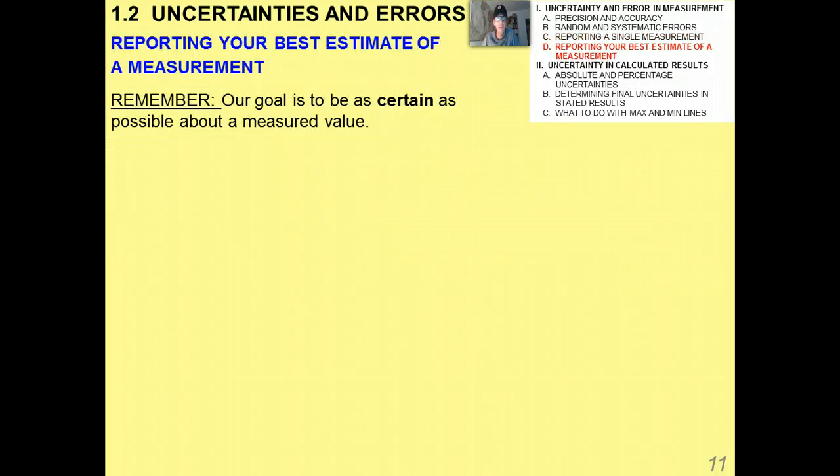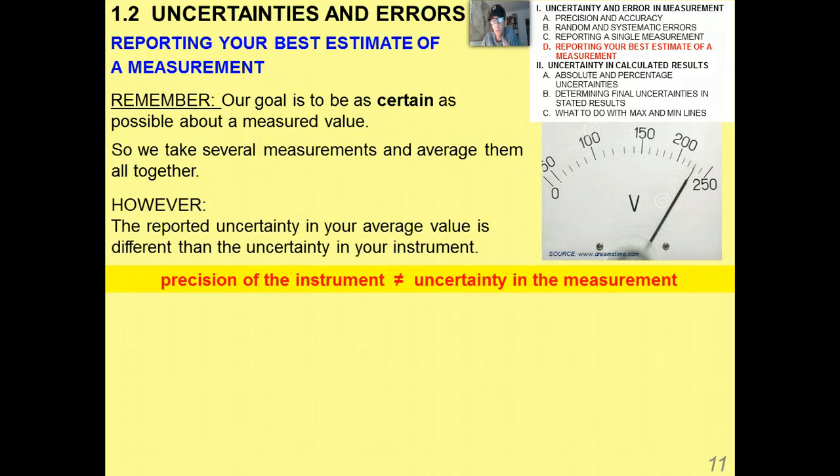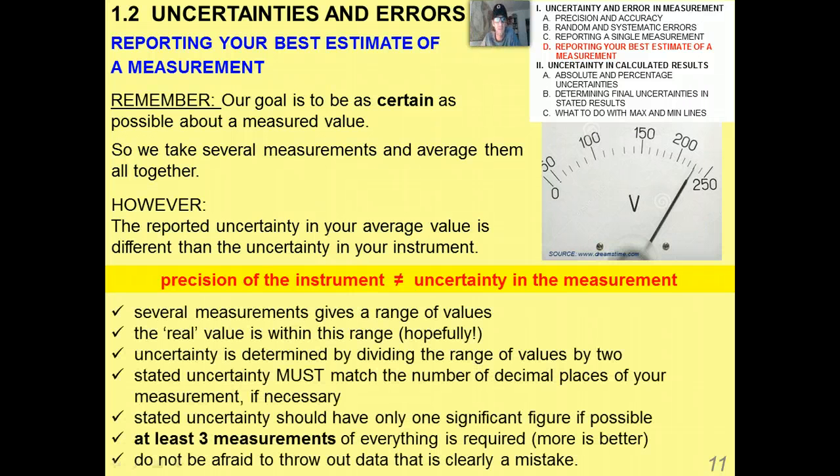Okay, now, our goal, remember, is to be as certain as possible about a measured value. And the more certain our measured value, the lower the uncertainty, right? So certain and uncertainty are obviously related. So we take several measurements and we average them all together. However, the reported uncertainty in your average value is different than the uncertainty in your measurement. This is super important for you guys to understand, the difference between the 2 different kinds of uncertainties, okay? Now, the precision of the instrument is not the same as your uncertainty in the measurement, okay? I'm going to show you guys some examples of this.